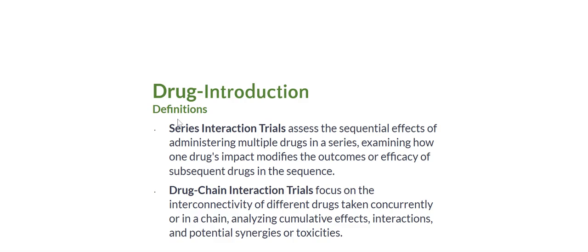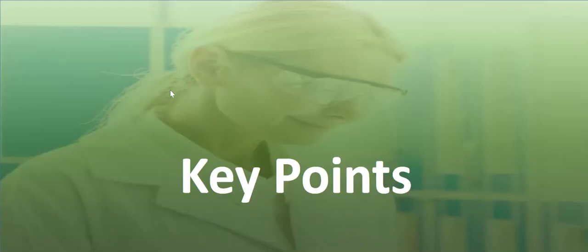Introduction. Definitions: Series interaction trials assess the sequential effects of administering multiple drugs in a series, examining how one drug's impact modifies the outcomes or efficacy of subsequent drugs in the sequence. Drug chain interaction trials focus on the interconnectivity of different drugs taken concurrently or in a chain, analyzing cumulative effects, interactions, and potential synergies or toxicities.